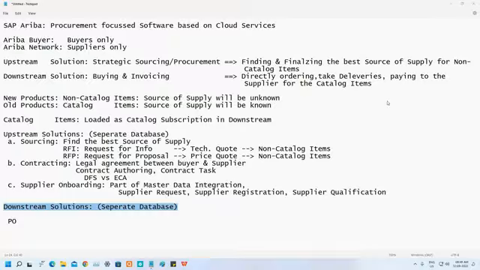Okay, so let us continue with our session. Downstream. Now, what happens in downstream? Whenever I say downstream, all of you will basically say to me, Manoj, P2P. What is P2P? First, we will create a purchase requisition. From there, I will create a PO. Then from there, I will create a GR, invoice, invoice reconciliation, payment.